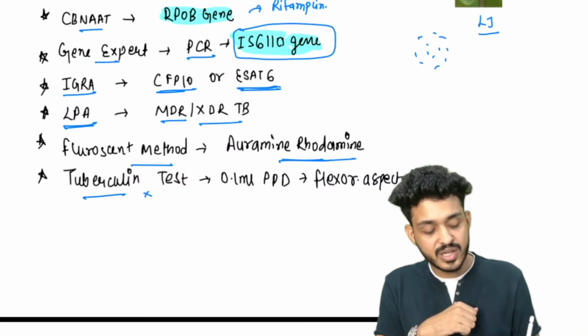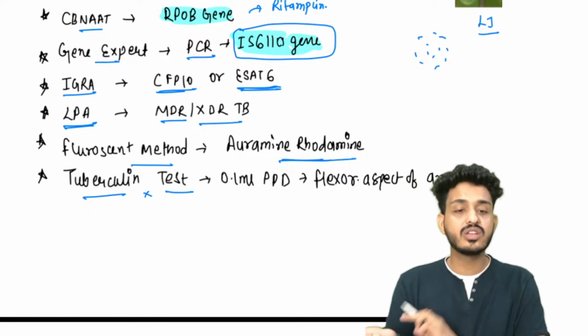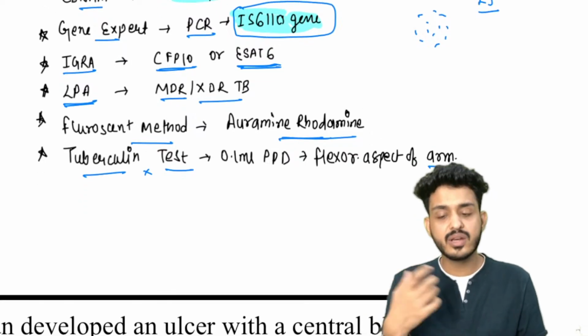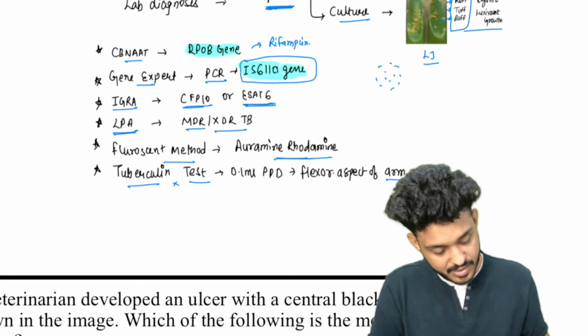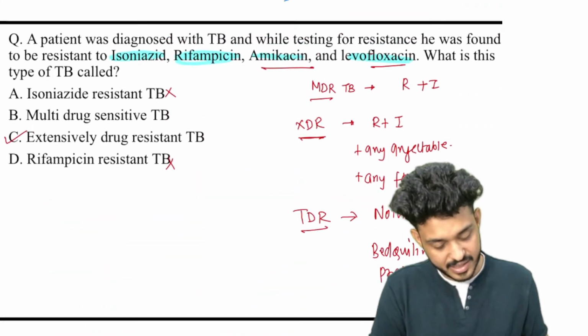Next one is your tuberculin test. In the tuberculin test, we are using 0.1 ml of PPD on the flexor aspect of the forearm. We are using tuberculin or the Mantoux test. Okay, so that is your mycobacterium.